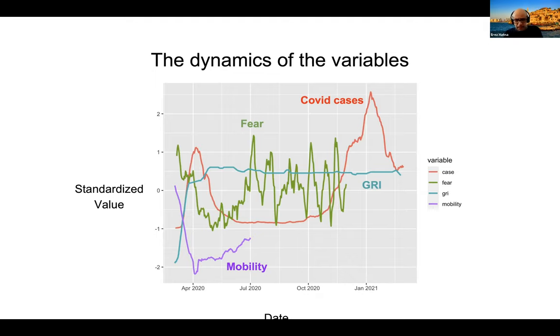Now let's look at the purple curve, the mobility. What happened in mobility? Notice that mobility goes down sharply until April, and then starts to go up again. Why is it going down? Probably because we have an epidemic and people are afraid, and also governments intervened and guided people not to move that much. So we see COVID cases go up and mobility go down.